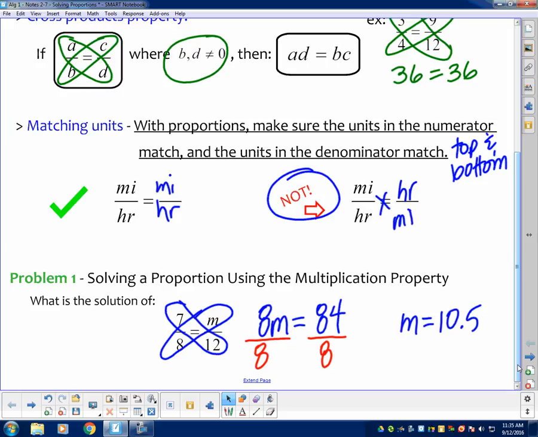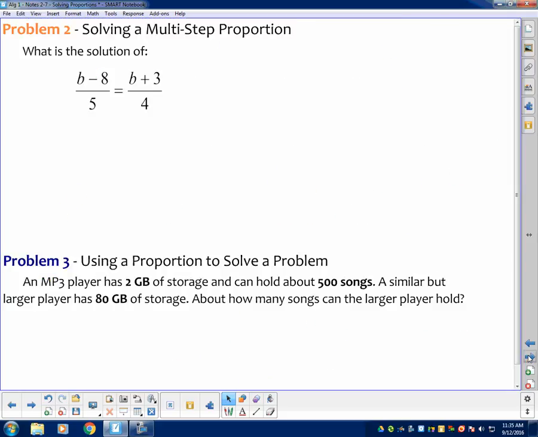Everybody got this? Okay. What I want you to do when we have anything besides just a variable, if there's anything attached to our variable, I need you to go ahead and put those parts in parentheses before you start doing anything. What is the b? We're going to find out what that is.